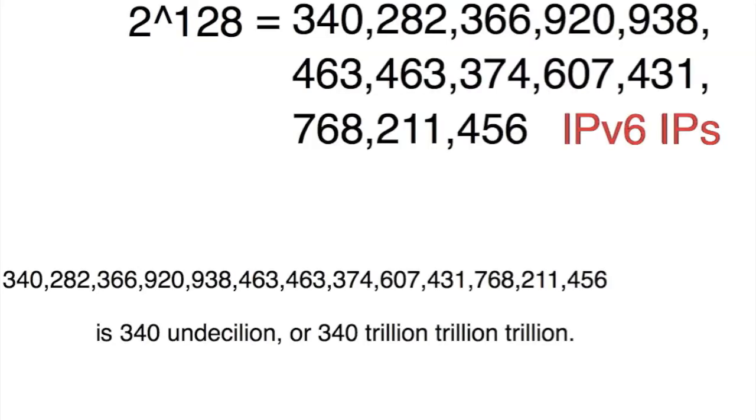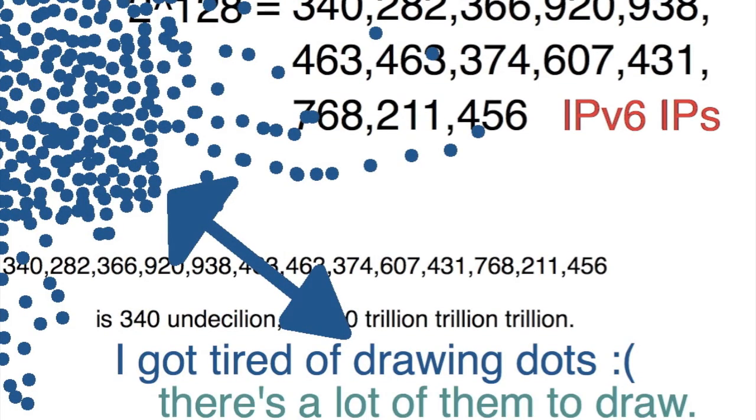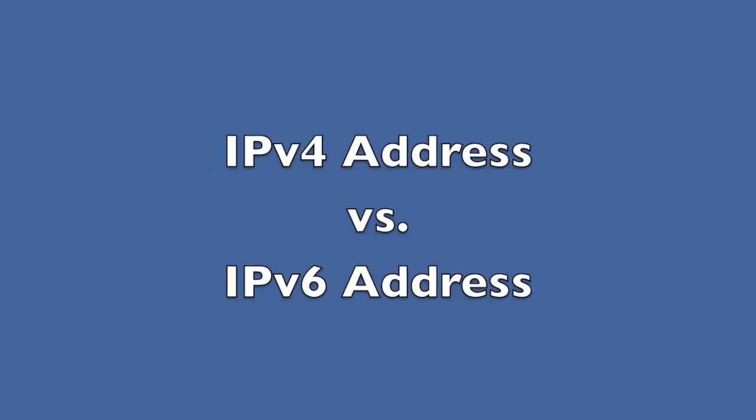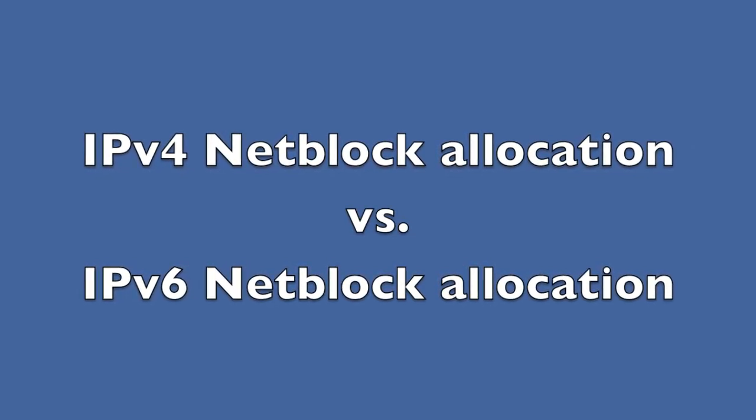The 128-bit design of IPv6 gives us about 340 undecillion addresses to play with. That's 340 trillion trillion trillion addresses. Tomorrow we'll go over exactly what an IPv6 address looks like versus an IPv4 address, and what an IPv4 net block allocation looks like versus an IPv6 net block allocation.